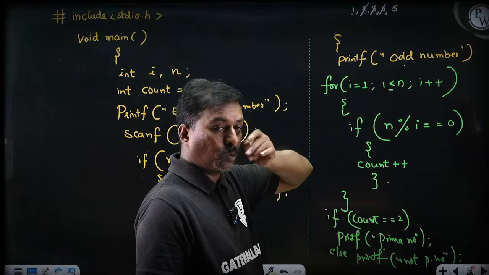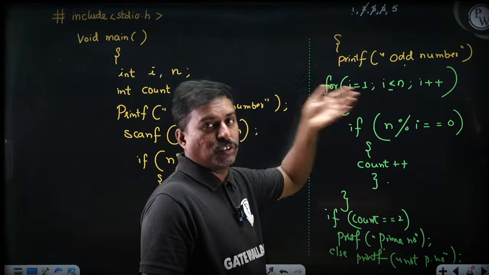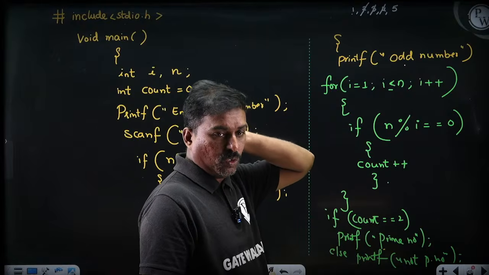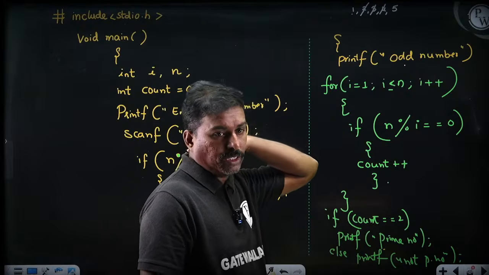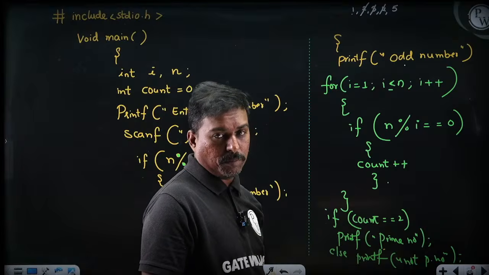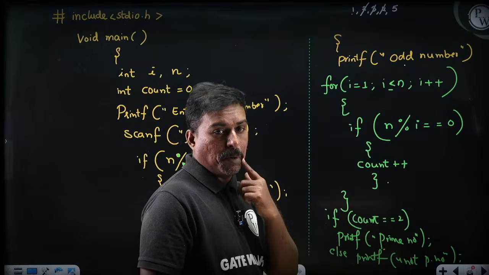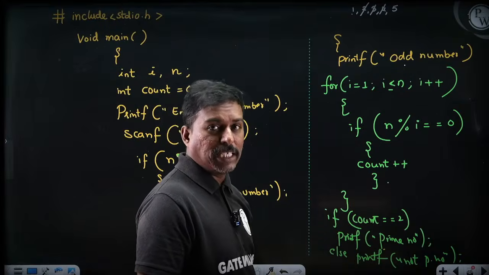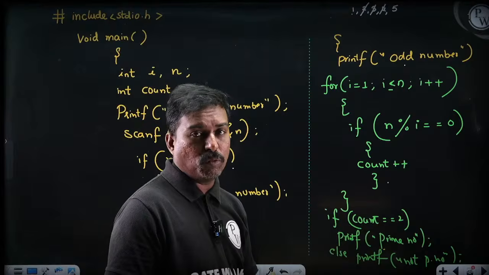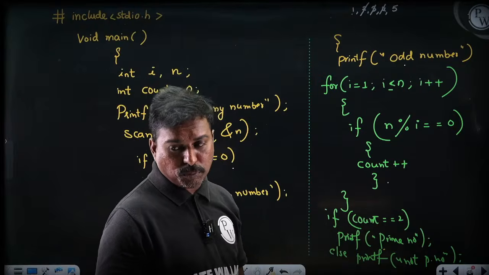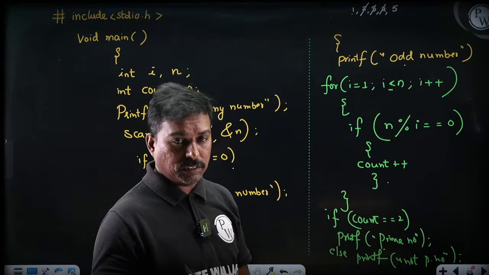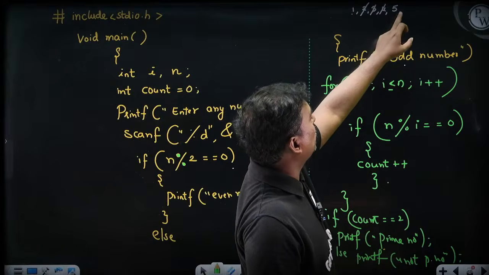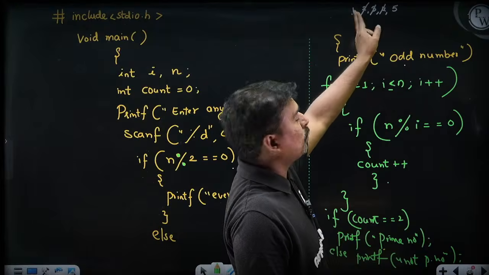That's fine. But the question is, if it is an odd number, check whether it is a prime number or not. For example, 3 is an odd number, 5 is an odd number, 7 is an odd number, 9 is an odd number. But 9 cannot be a prime number. A prime number should be divisible only by itself and 1. Suppose you take 5: it should be divisible by 5 itself, and by 1.